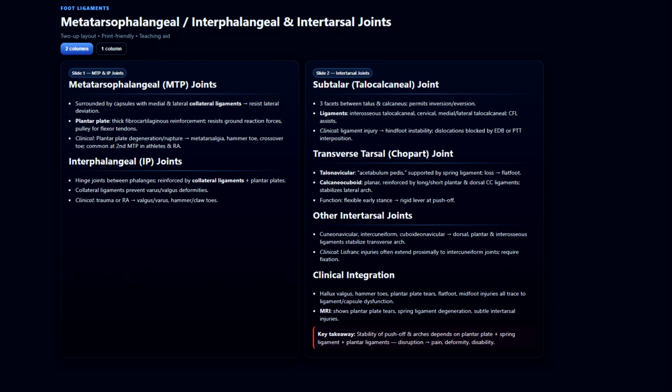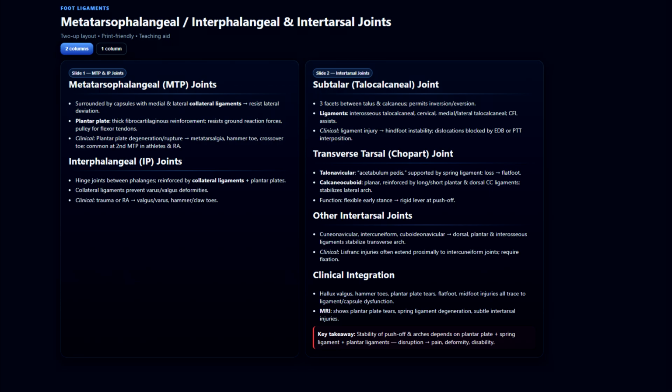Transverse tarsal joint, Chopart's joint. Just anterior to the subtarsal joint lies the transverse tarsal joint, also known as Chopart's joint. This includes the talonavicular and calcaneocuboid joints. The talonavicular joint allows significant rotation and functions almost like a ball and socket, with the convex head of the talus fitting into the concavity of the navicular and spring ligament.